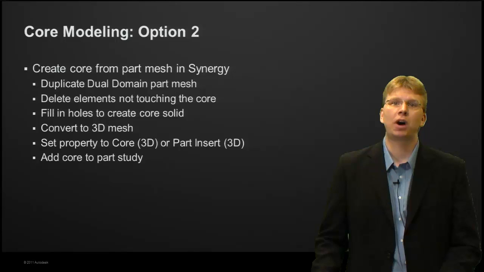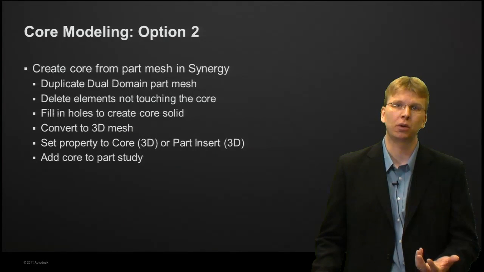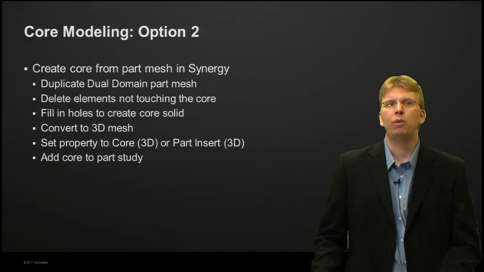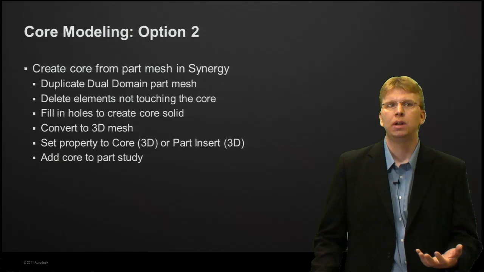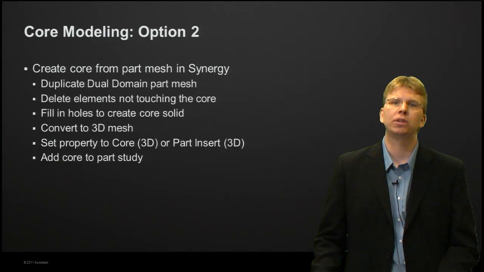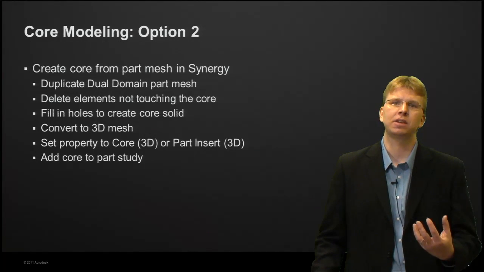In addition to the first option, which was the easiest, we can also create a core from the part mesh inside of Synergy. The benefit of doing this is that you can create an exact duplicate of the inside of the model, which is forming the core. So how we would do this is we would import the model, create a dual domain mesh, and then delete the elements that weren't touching the core. So essentially we're creating a copy of the part that we have and then using it as a building block for the core.